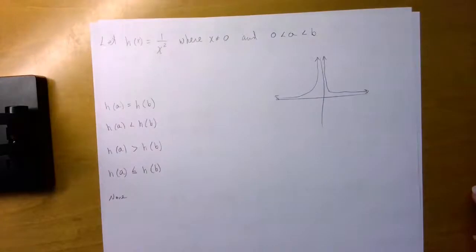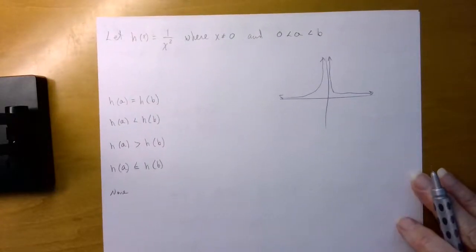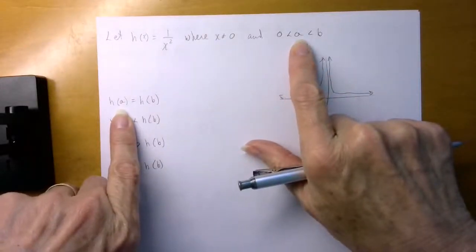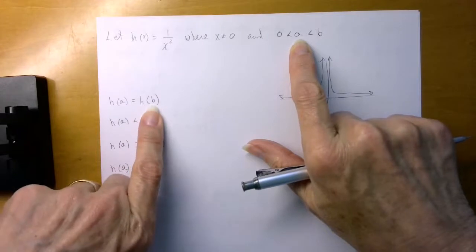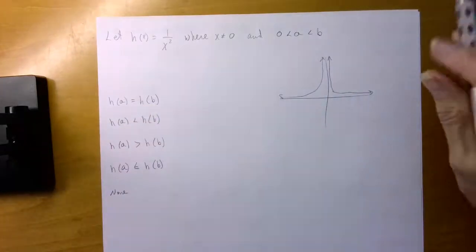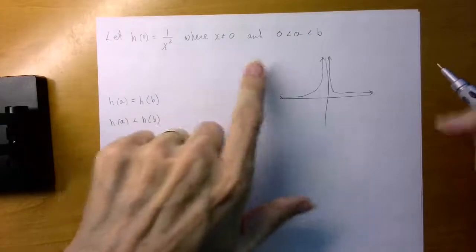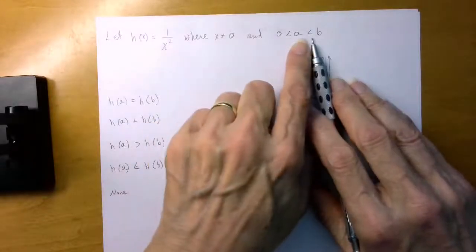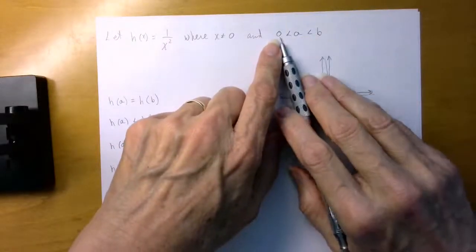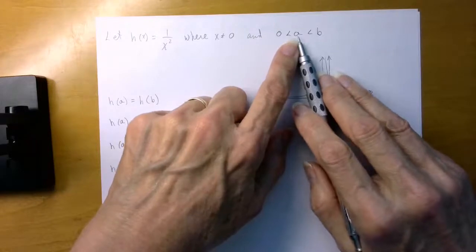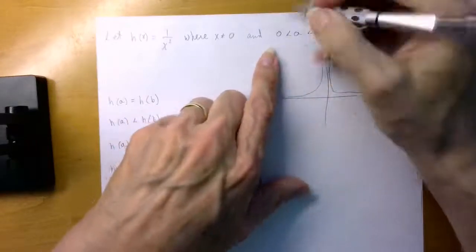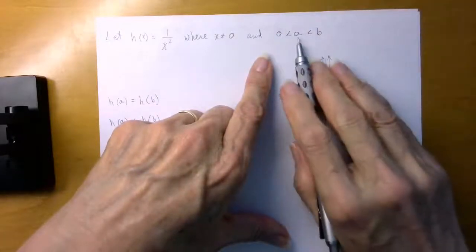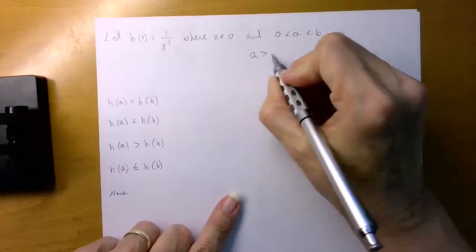But now we want to know, if we take this guy and plug in some value, h of a, is it going to equal h of b? Well, they give me this statement that just tells me a is less than b. And we know 0 is less than a. So we know a is positive. In fact, we can take this whole compound inequality and break it up. We know that a is greater than 0. We also know that a is less than b.